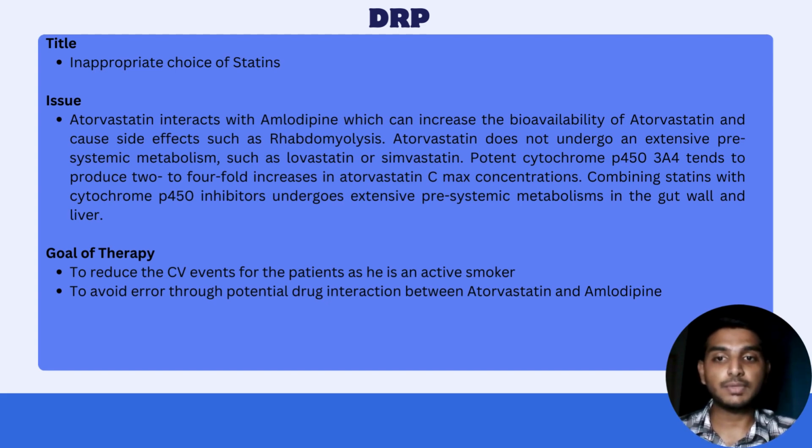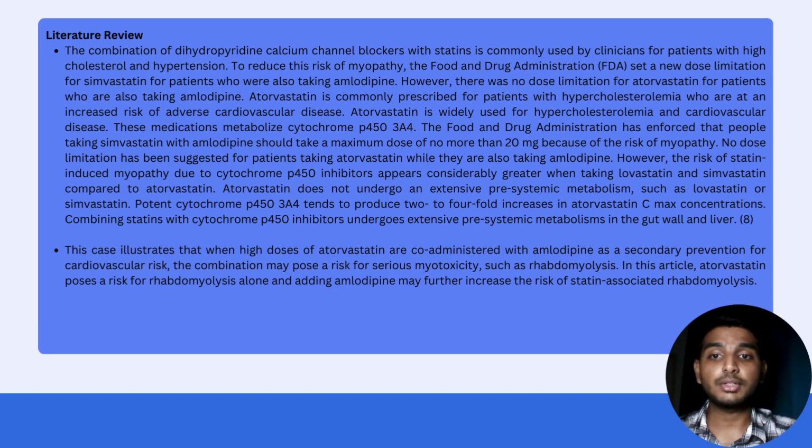So combining statins with cytochrome P450 inhibitors matters because statins undergo extensive pre-systemic metabolism in the gut wall and liver. The goal of therapy is to reduce the cardiovascular events for the patient, as he is an active smoker, and to avoid the error through potential drug interaction between atorvastatin and amlodipine. So this is the literature review, which mainly shows the combination of dihydropyridine (CCB) with statins, then used in the condition for the patient with high cholesterol or hypertension.